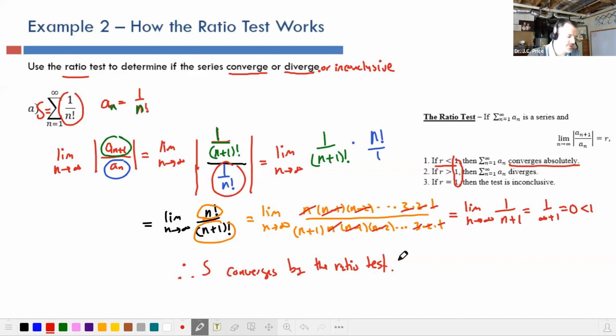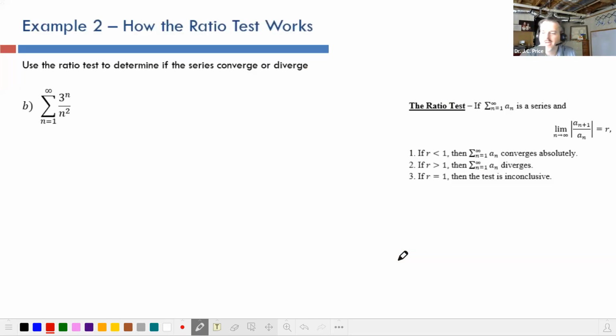Okay, let's go to the next one, B. And so in part B, we have this series. So we'll call this S. And what we'll do is we'll look at these terms here. So let's just identify the terms. So a sub n is equal to 3 to the n over n squared.